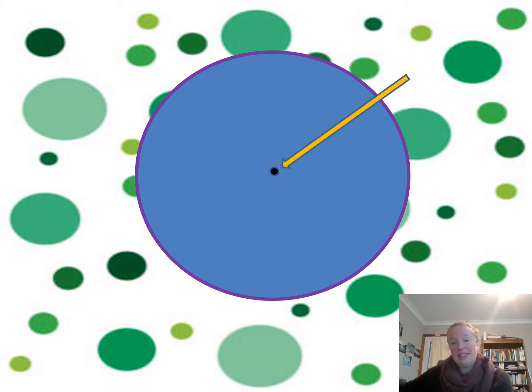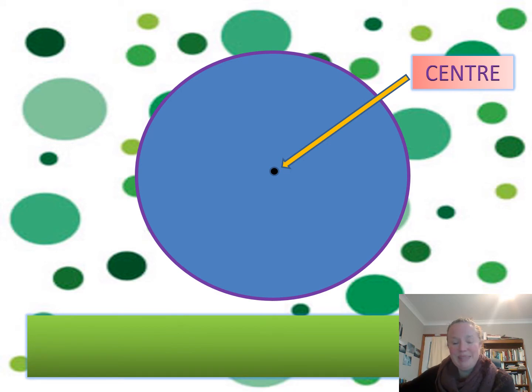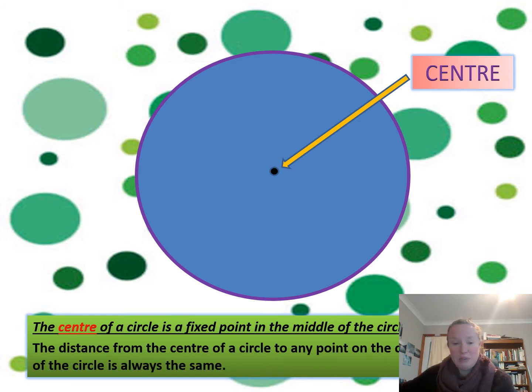So this is the center of a circle. And the center of the circle is right in the middle, just like you would imagine. And it is a fixed point in the center of the circle. The distance from the center of the circle to any point on the circumference, which is the area around the outside, is always the same. So if we're going from the middle to the circumference of the circle, that distance will be the same at any point from the center to any point of the circumference.